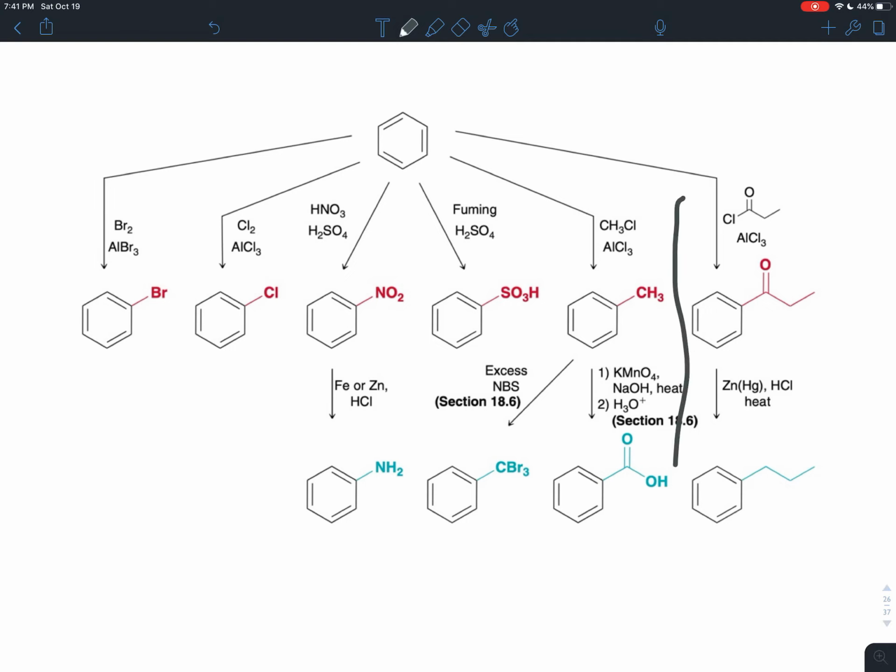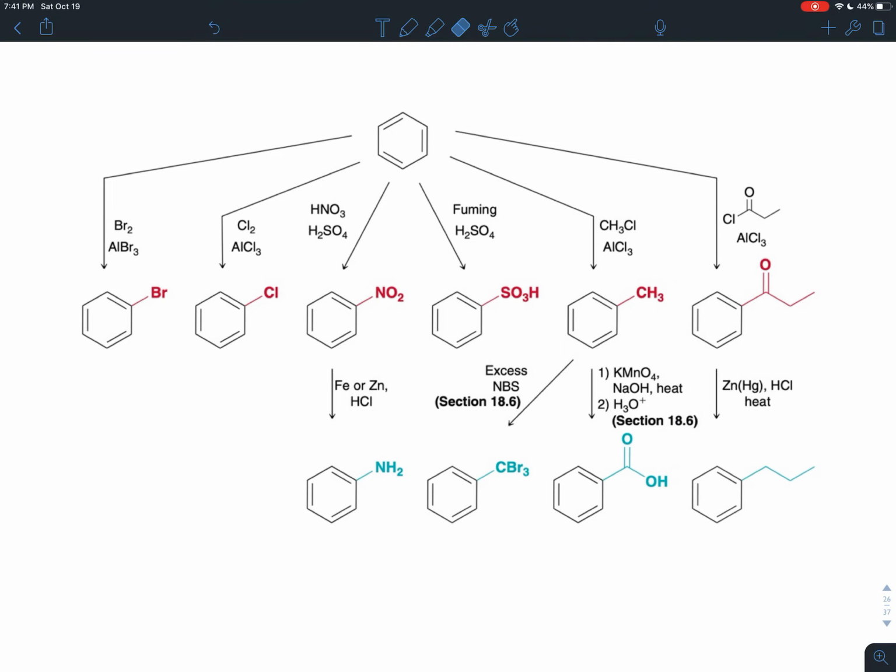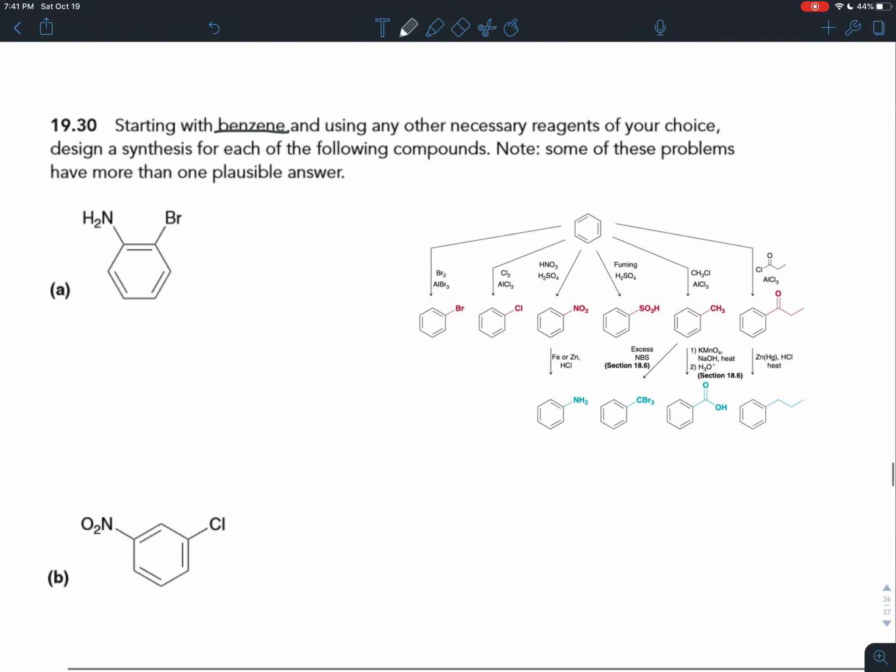And then just note that if you do end up doing the Friedel-Crafts acylation and you don't want the carbonyl, you can reduce it using a zinc-mercury amalgam, hydrochloric acid and heat. So these are the reactions you want to know in the context of this chapter. Okay, so that's sort of our recipe book. You would want to have that in your mind.